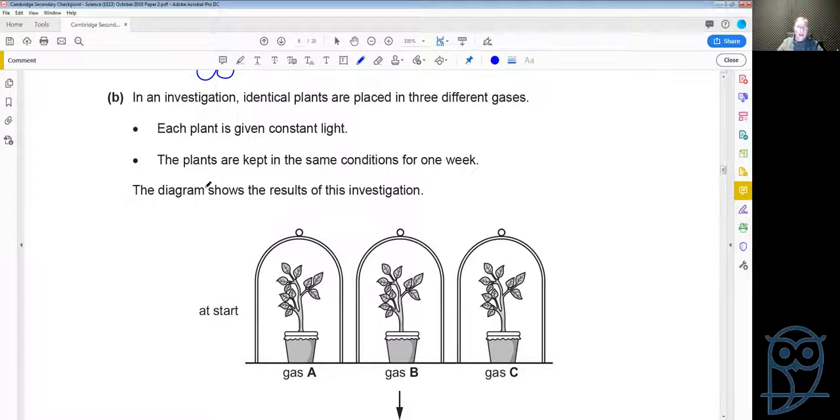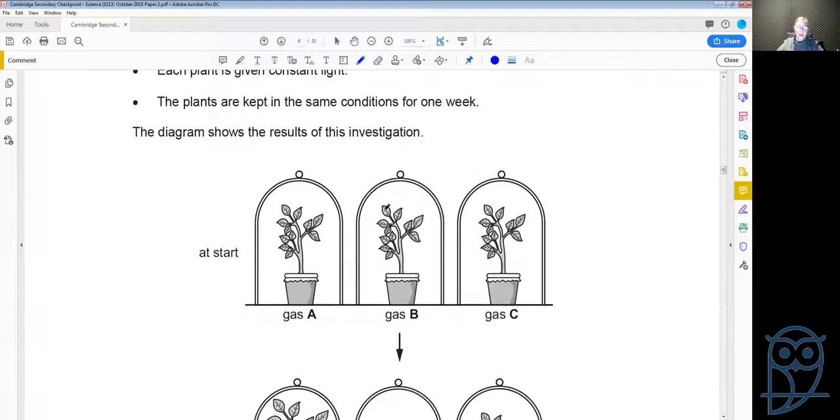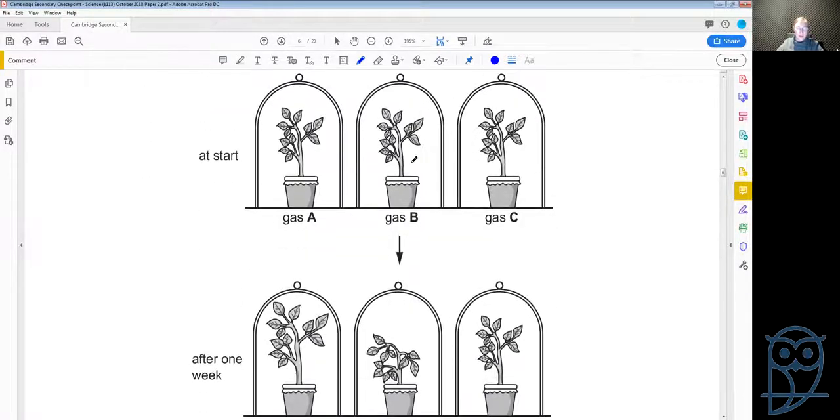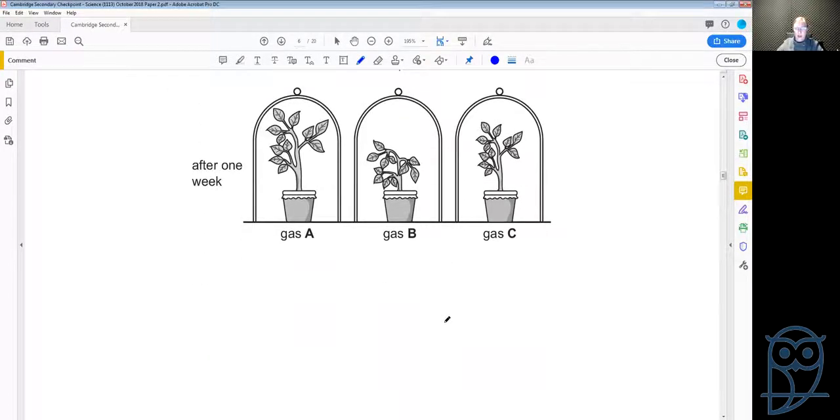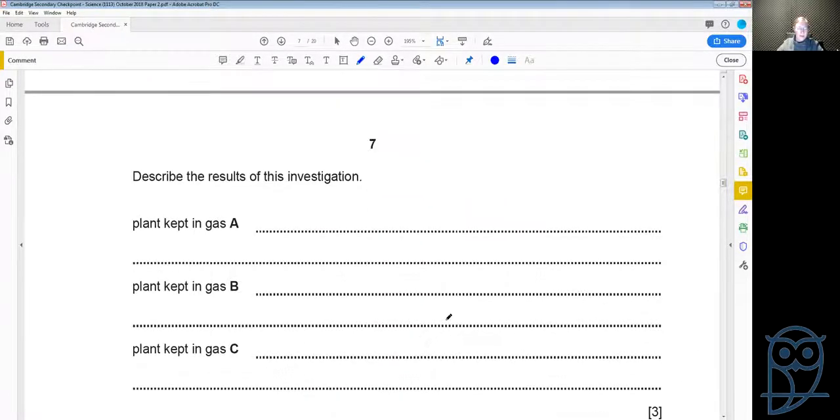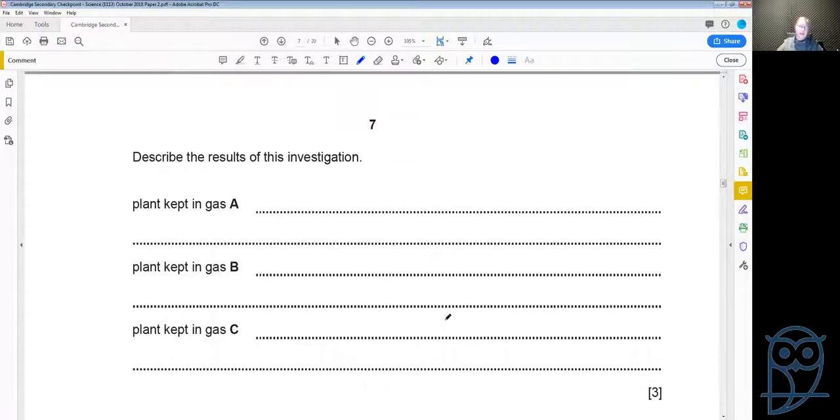It's given constant light and they're kept in the same conditions for a week. Okay. So the only difference is the different gases that they gave. So here we have the results of the investigation. So this one grew larger, this one stayed the same, and this one started drooping and dying. Okay, describe the results of this investigation. The plant kept in gas A, so now we just literally need to describe this, grew bigger.